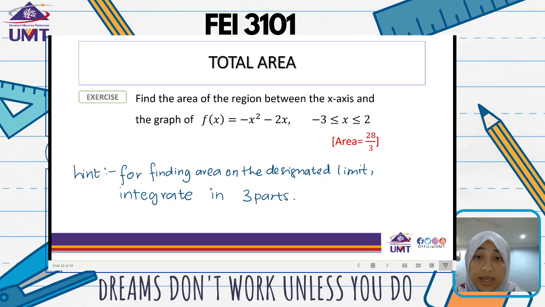So I give you some hint here for finding area on the designated limit. Integrate it in 3 parts, meaning you have to find area A, area B, and also area C, and then add them together. Make sure you get the correct answer, and don't forget to sketch the graph.